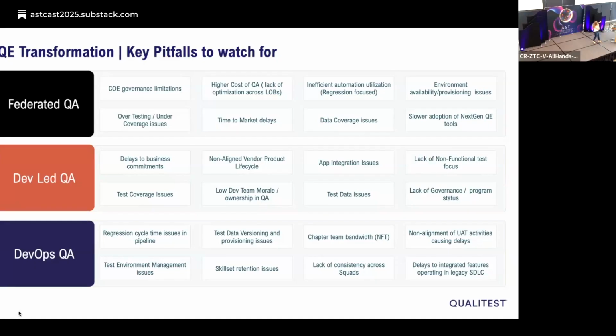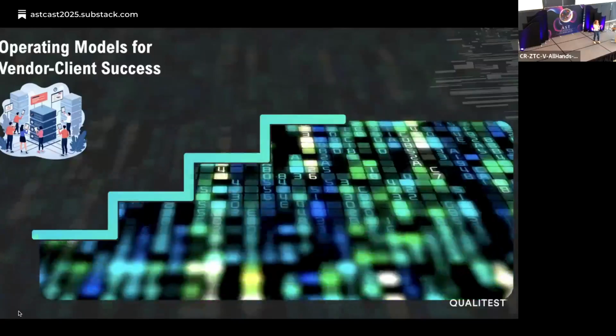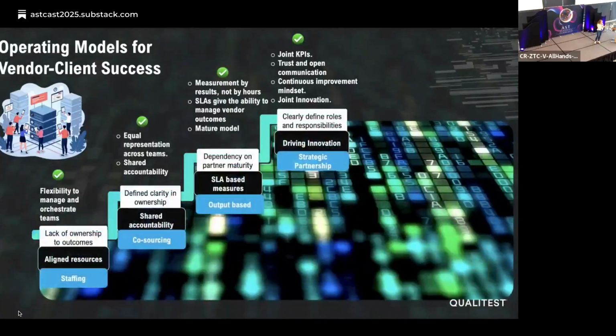I'm going to leave the slide. We can talk about it later, but there are some areas that work well for people, and there are some pitfalls and some positives. So, this is some of the areas that we see what works well.